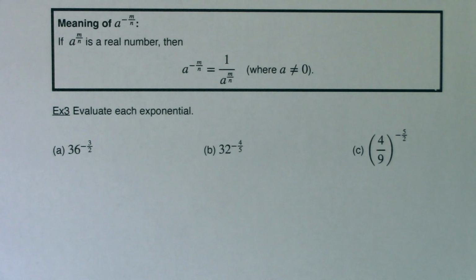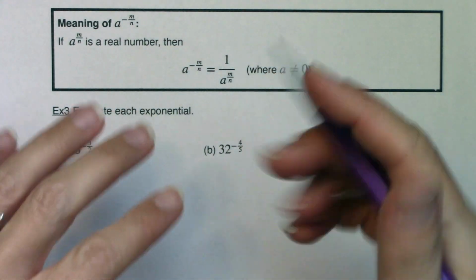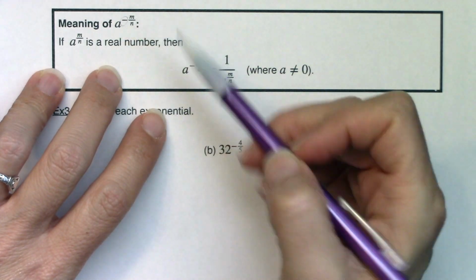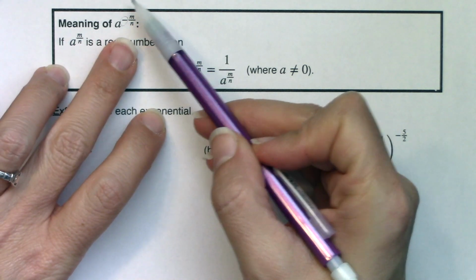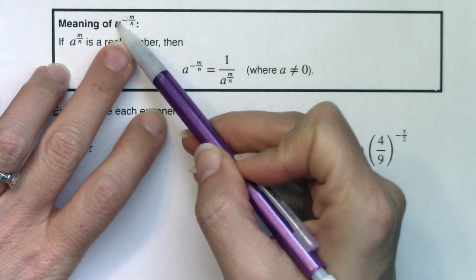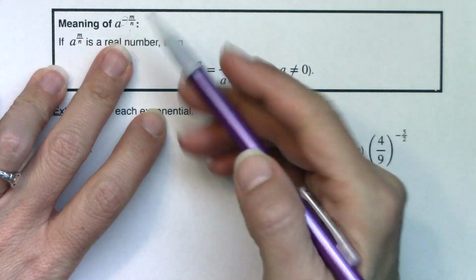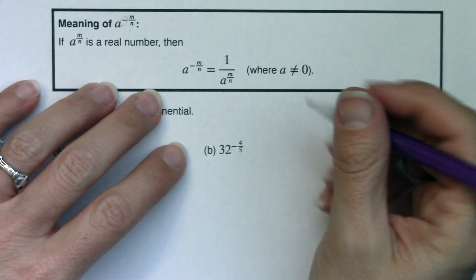Folks, welcome back to example 3. So we're going to add another level to this. Now we're going to add the negative exponent. All right, so you see the m over n. We still have the rational exponent, but now we have this negative. And maybe you've dealt with negative exponents before, maybe you haven't.